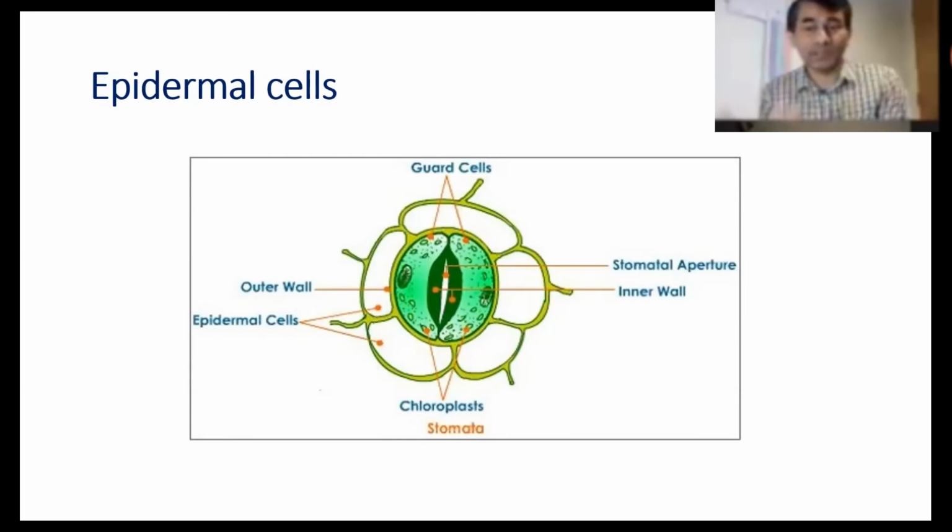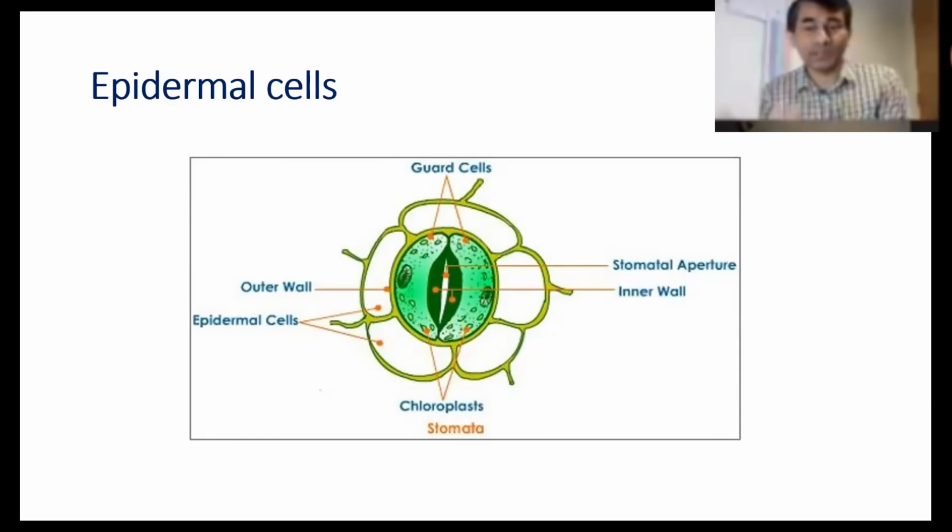What does it do? It allows exchange of water and exchange of gases. The exchange of water is called transpiration, and it also allows exchange of gases, oxygen and carbon dioxide, through this stoma. Now epidermal cells are, as I said, all over the plant.